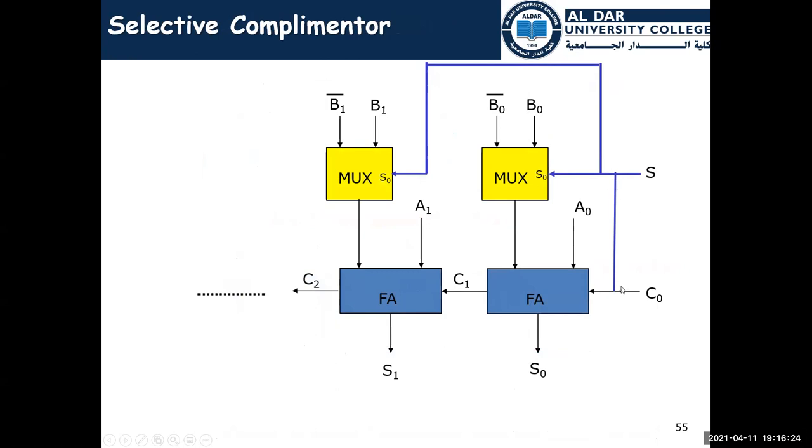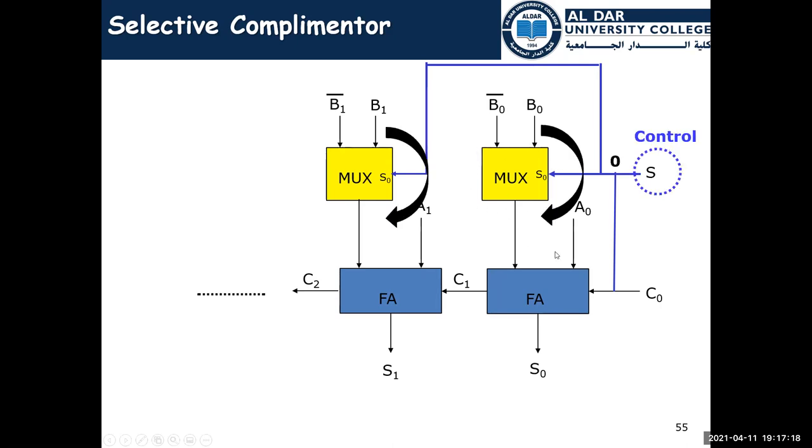According to this control, we put zero here or put one. If this is zero, B0 will be passed to the output, and the carry is zero, so B0, A0, zero. This means this is addition. But if this is one, this means the complement will be passed to the output. So this is B0 complement, and we add one here because this is one. So one plus A0 plus B0 complement. This is exactly subtraction.